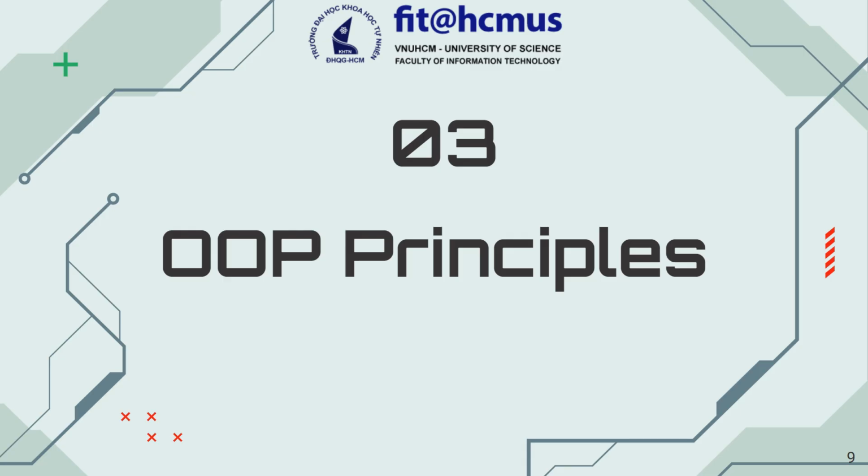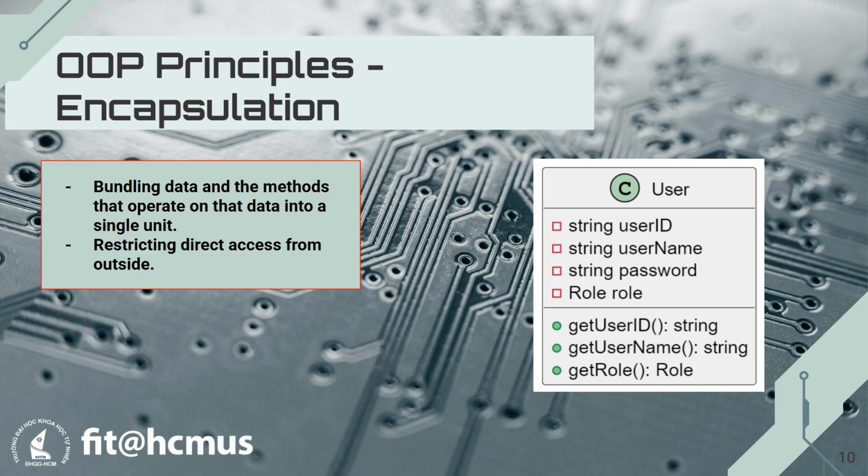Let's talk about how the 4 principles of object-oriented programming were used in this project. Let's start with encapsulation. Encapsulation is bundling data and the methods that operate on that data into a single unit, which restricts direct access from outside. For example, in this user class, we have specifiers like private and protected to hide data and restrict access from outside. The attributes must be accessed through special getter functions.